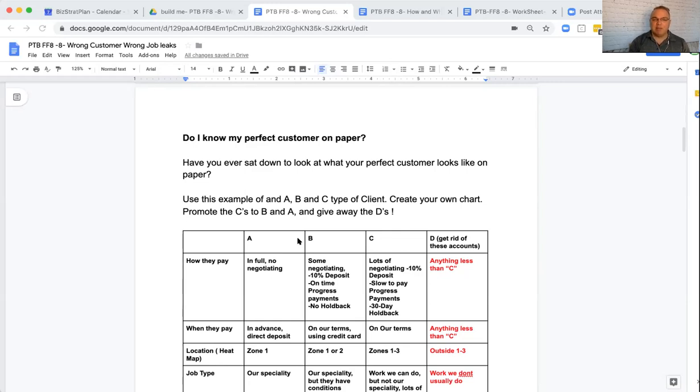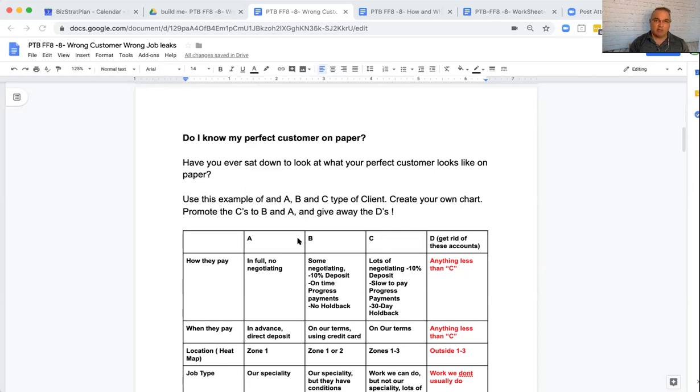So in this example of A, B, and C type of clients, we're grading them like a school grade, right? I want you to create your own chart. So feel free to do that. Create your own chart from here. But here's a couple of rules to start you off. You may have to change the language to suit your industry, right? It doesn't work for every single industry, but the idea is the same.